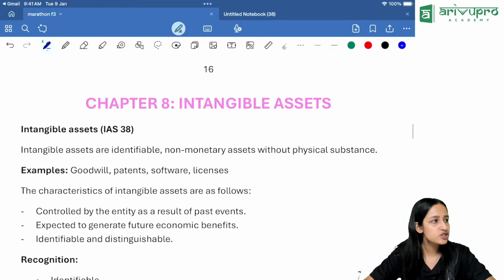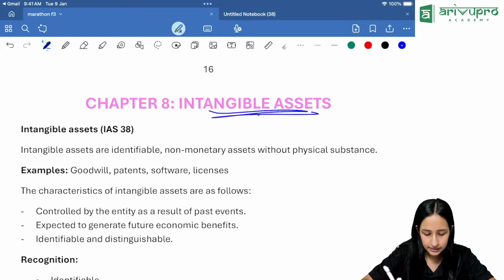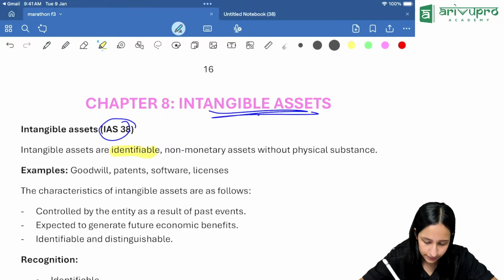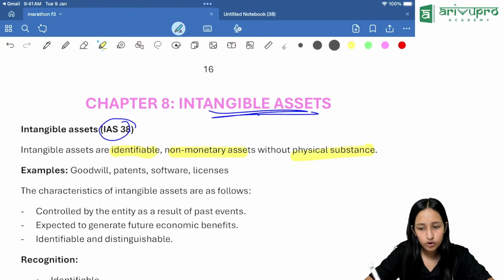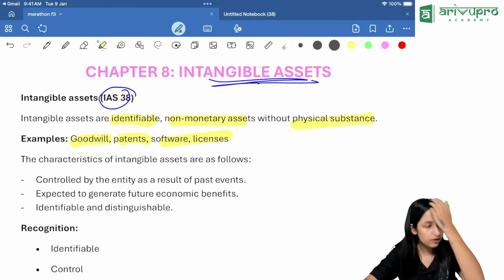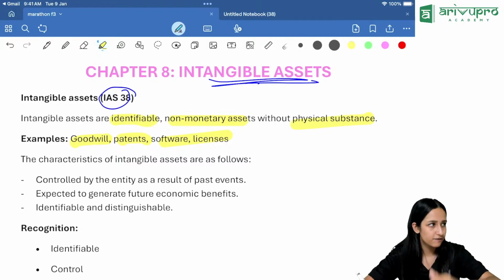Okay, next is chapter 8, intangible asset. Intangible asset comes under a standard called IAS 38. They are identifiable, non-monetary assets, and they do not have physical substance. Easy, right? So we have goodwill, patents, software, etc. All these are intangible assets for us.